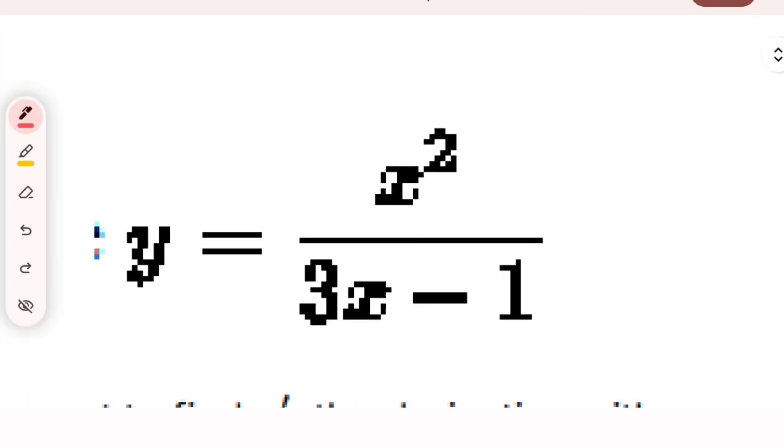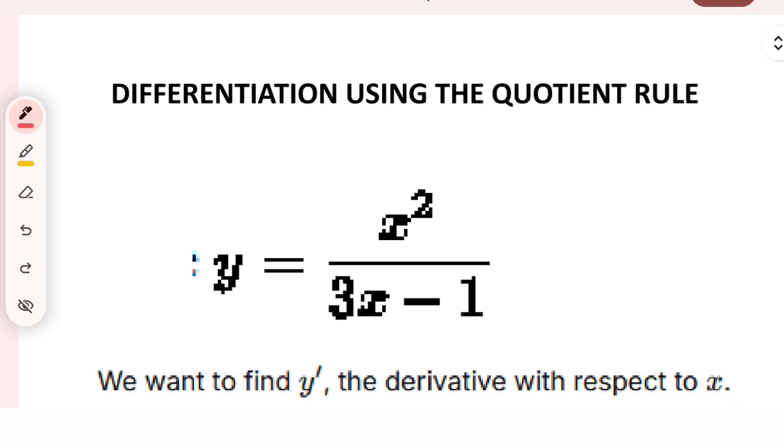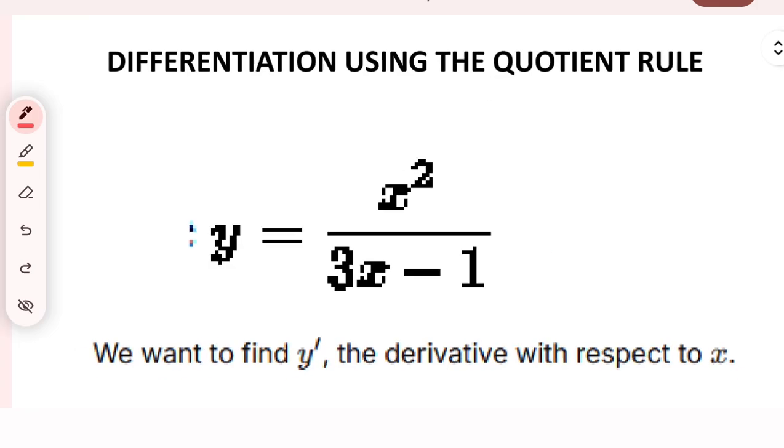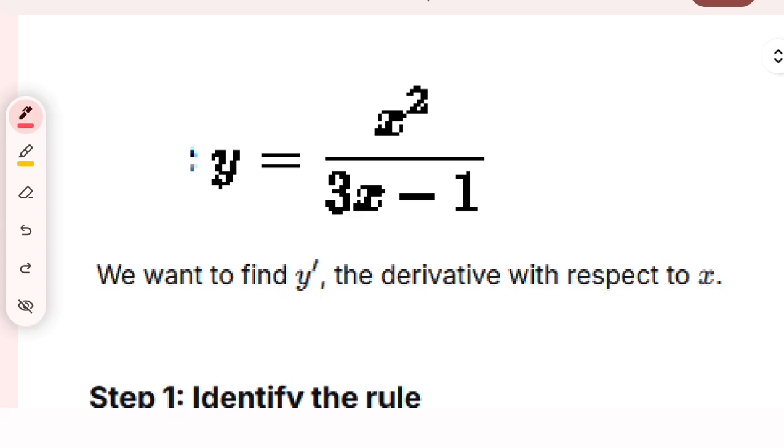So here's the given problem. y is equal to x squared divided by 3x minus 1. We need to find y prime, or the derivative of y with respect to the variable x.